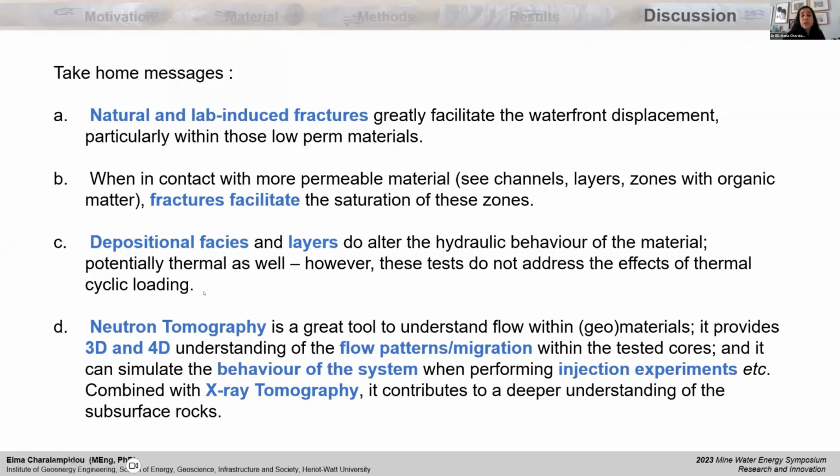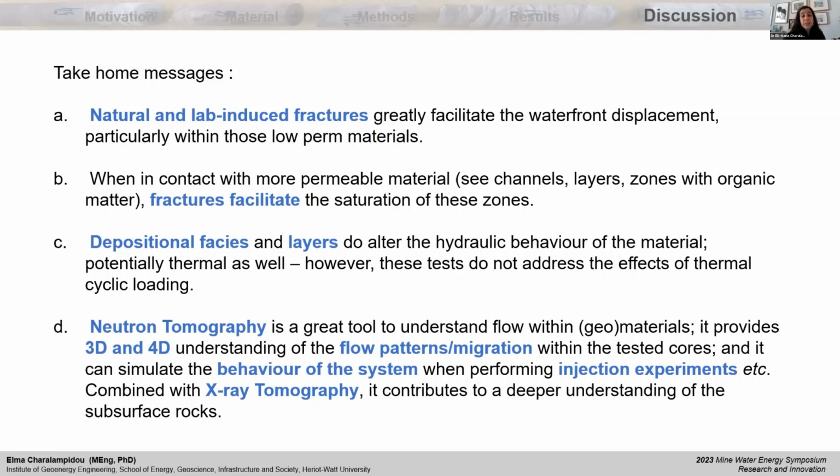The different depositional phases that we have seen within the samples and the layers did alter the hydraulic behavior of the material. In these three cases, the waterfront has migrated in different ways, although in the two samples where we had fracture presence, there was an interaction and interplay between saturation of the fractures and the layers that the fractures were connected to. And neutron tomography in combination with other methods, for example X-ray tomography, can help us get a better and deeper understanding of the subsurface rocks.